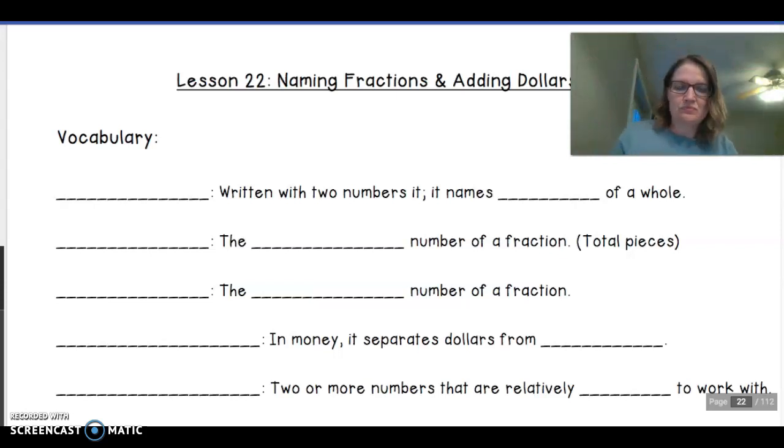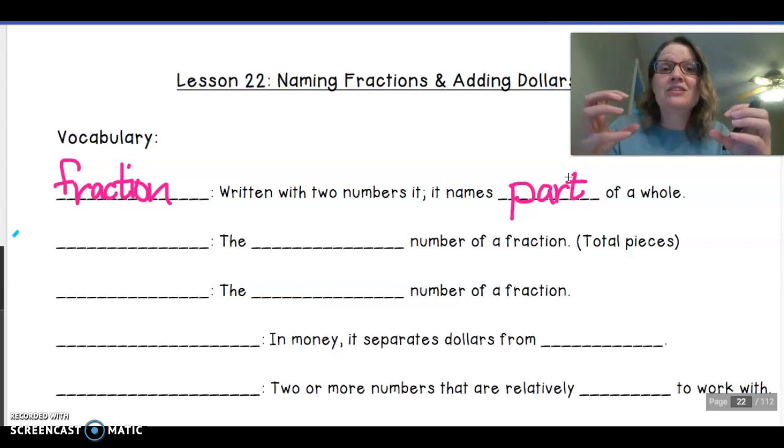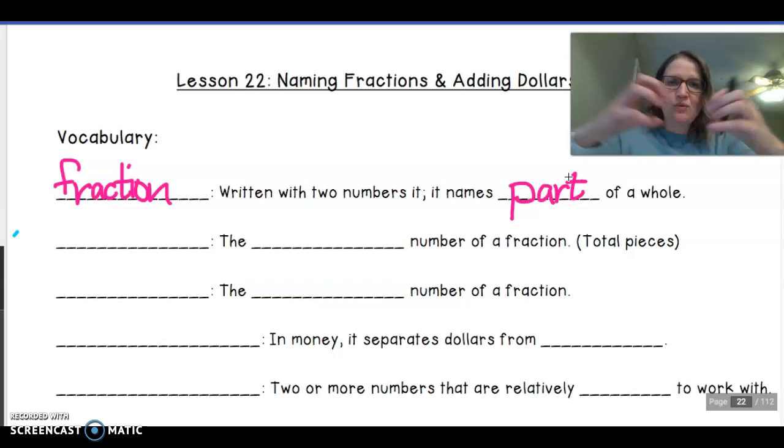And so if you will write this with me, our fraction is written with two numbers, and it names part of a whole. So we can have fractions like cutting up pizzas, but we can also have fractions of large groups of people that we've separated into parts. So fractions are really slick.